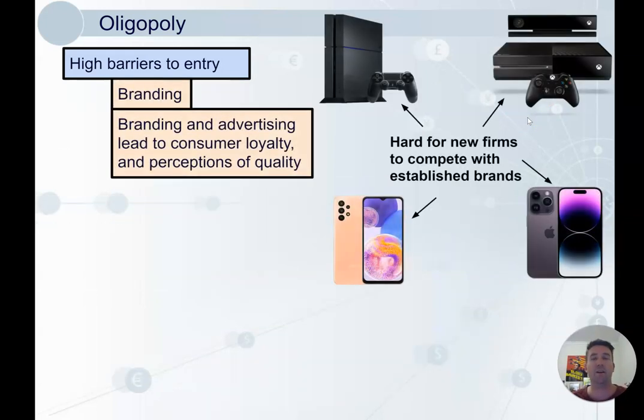Again, with the high barriers to entry, we've got branding. So the branding and advertising: Xbox, iPhone, Samsung, they've built up customer loyalty because they've built their reputation for quality. So even if a new competitor comes along and they make a better phone, right? People just don't trust it. They haven't heard of that brand, so they just go, well, no, I'll just go for Samsung or Apple, thanks. So that branding and advertising does help keep other firms out of the industry.